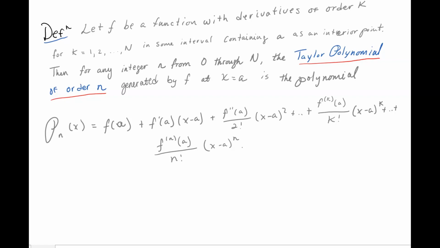Okay, we're going to be talking about Taylor polynomials here, and we've talked about Taylor series before. Let's take a look at the definition again, and this is very similar. The Taylor polynomial of order n is very similar to the definition of the Taylor series that we talked about.